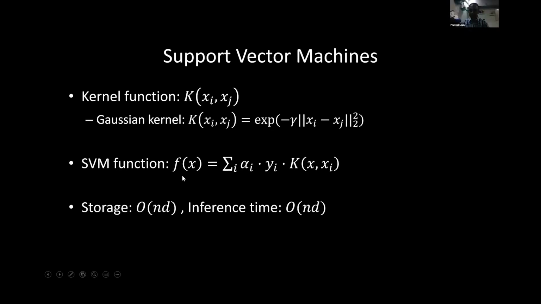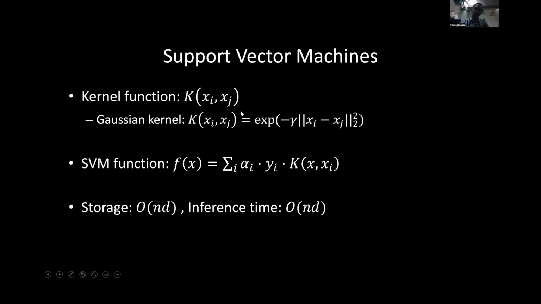So, any questions? Okay. So a support vector machine essentially learns a function f of x, which is given by this very simple formula. For describing this formula, we need to define some notation. In particular, we need to define a very important function called the kernel function.